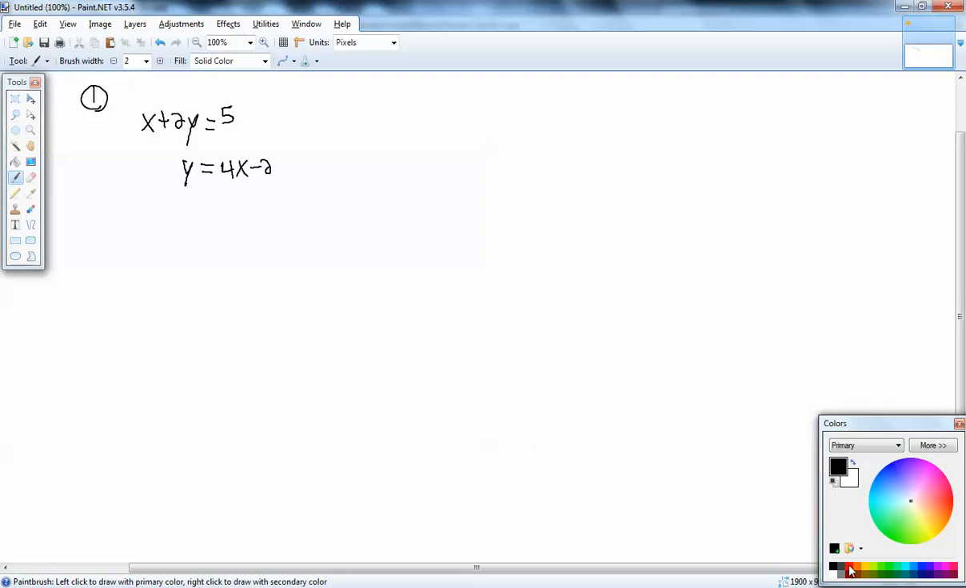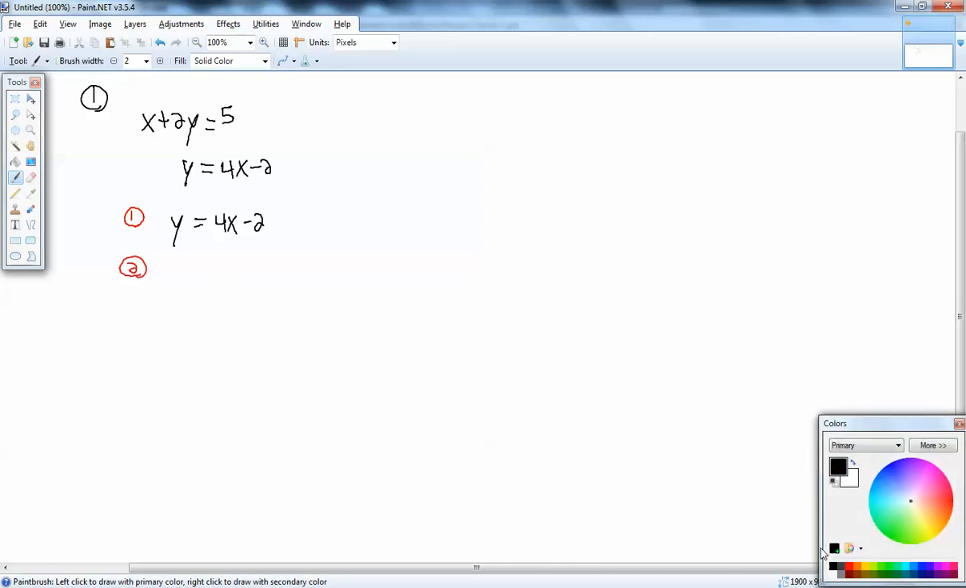Okay, substitution method. Step 1. We want to solve one of the equations for one of the variables. I'll pick the second equation. It doesn't matter which one you pick. This one's easiest to pick because it's already solved for y. So that step's done.